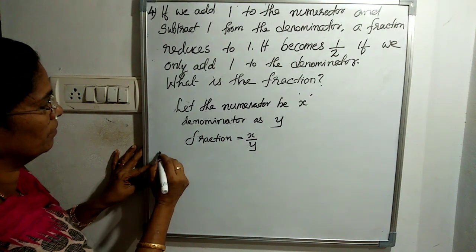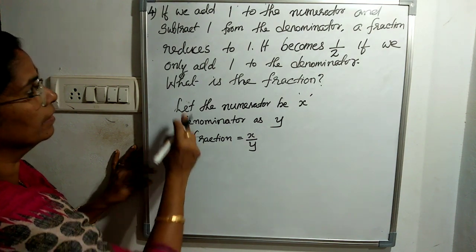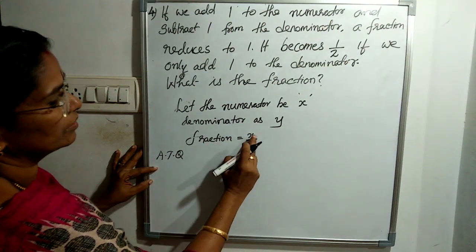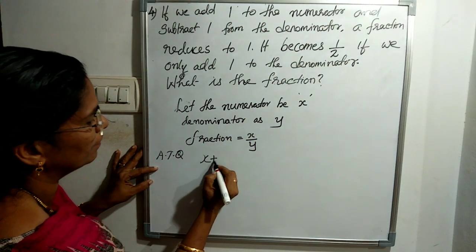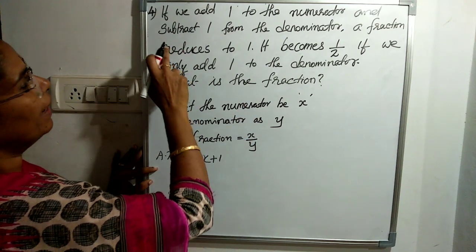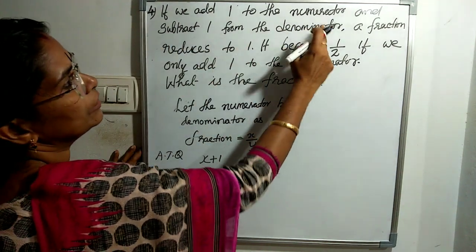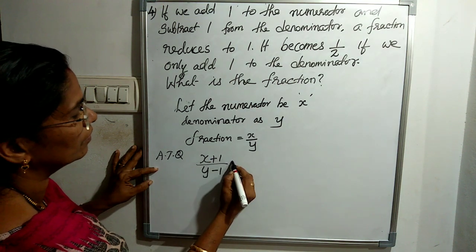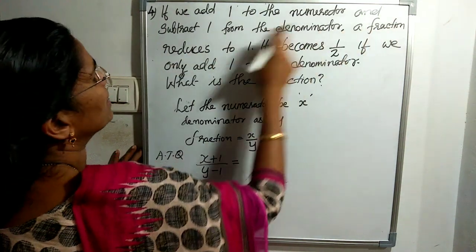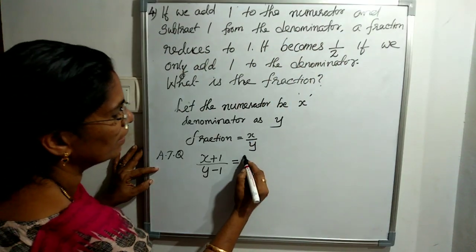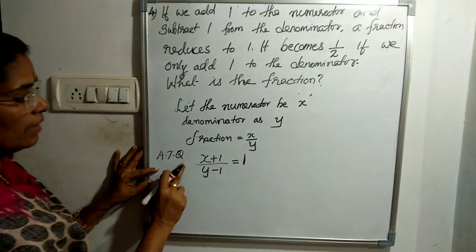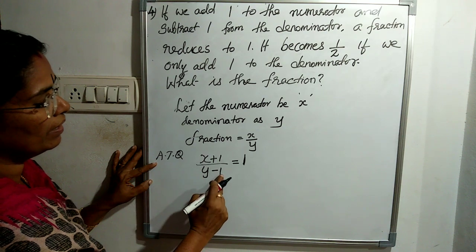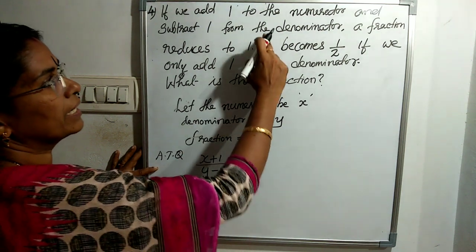Now according to the question, the condition reads: if we add 1 to the numerator, this means x plus 1, and subtract 1 from the denominator, it means y minus 1, the fraction reduces to 1. The answer is 1. This is the condition: 1 added to the numerator and 1 subtracted from the denominator, then the fraction becomes 1.